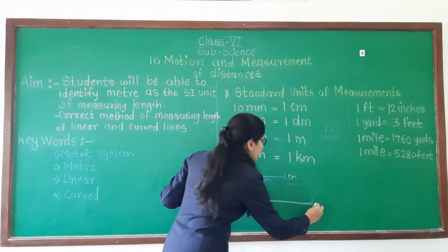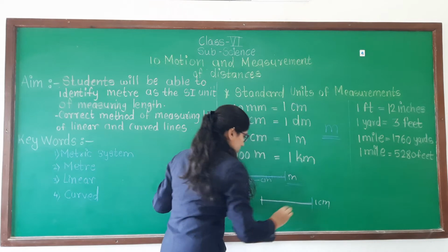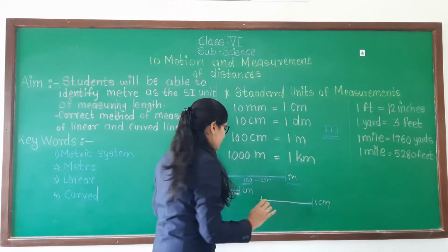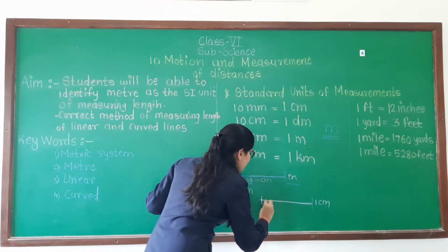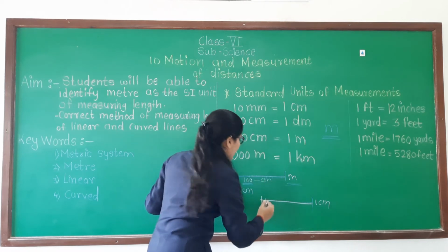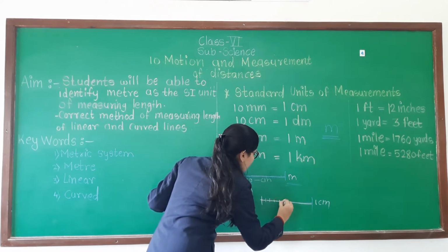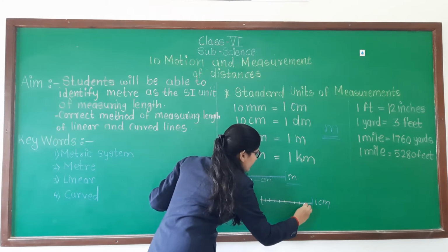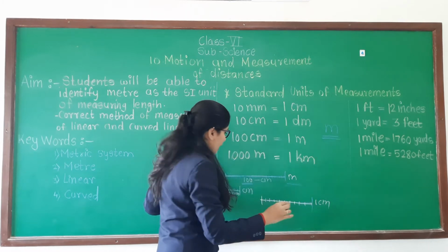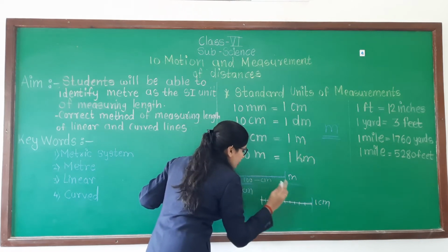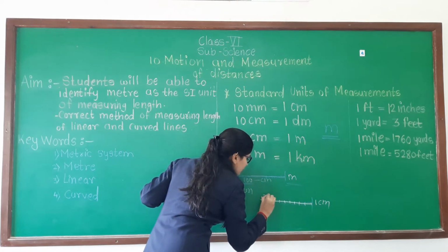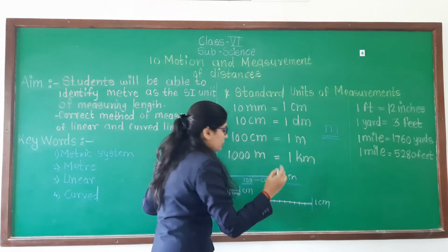Okay, here it is written 1 centimeter. Just consider that 1 centimeter, and in that a total of 10 small divisions are there. 1, 2, 3, 4, 5, 6, 7, 8, 9, 10. So each division in a centimeter is 1 millimeter.